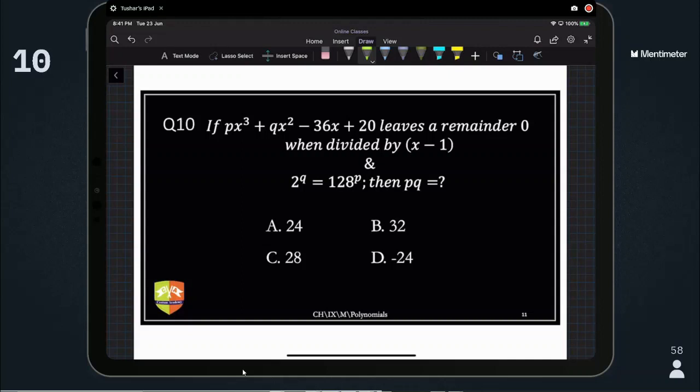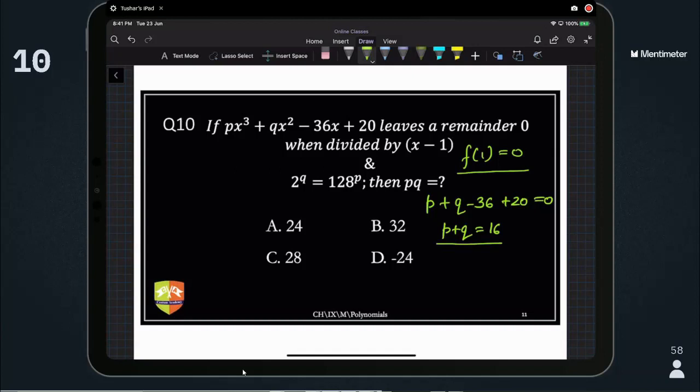Anyone else? Okay, so look, x minus 1, what does the factor theorem say? When divided by x minus 1, it means that f of 1 will be 0 by the factor theorem, because it leaves the remainder 0 when divided by x minus 1. So f of 1 must be 0. What is f of 1? f of 1 is p plus q minus 36 plus 20, and this is 0. That means p plus q is equal to 16. Isn't it? p plus q is 16.